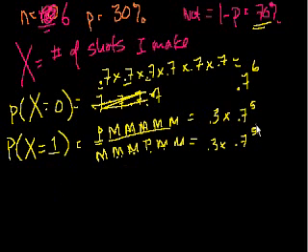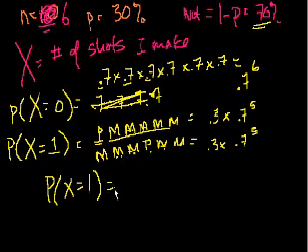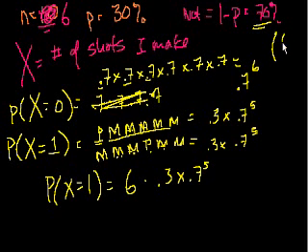So the probability that x is equal to 1, the probability that our random variable is equal to 1, is equal to 6 times 0.3 times 0.7 to the fifth. And just so that we make it clear and connect it all to the binomial distribution, what would have been the n choose 0 here? What's the binomial coefficient? So in our example, n is 6. So what's 6 choose 0?